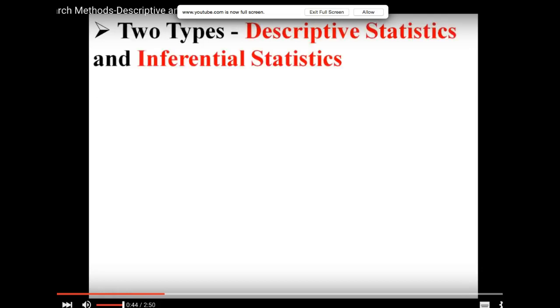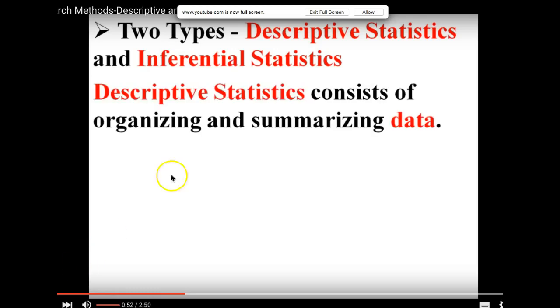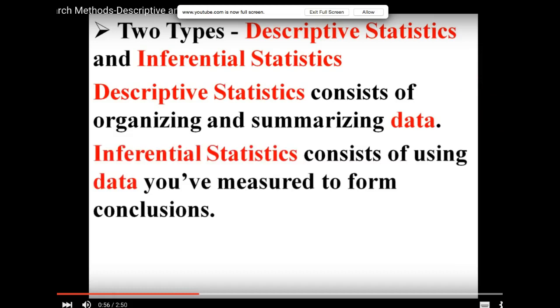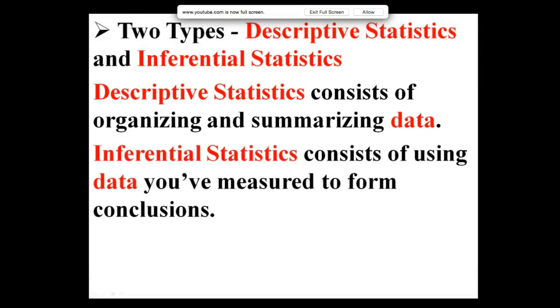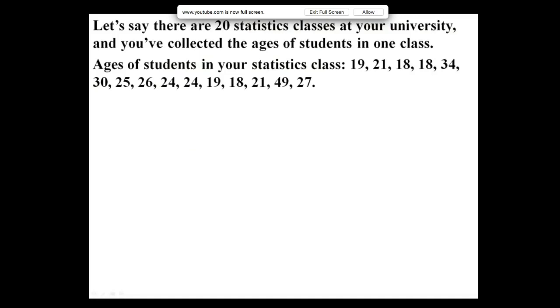So when people talk about statistics, they're usually talking about 2 main divisions. There's descriptive statistics and inferential statistics. Descriptive statistics consists of organizing and summarizing data, while inferential statistics consists of using the data you've measured to form conclusions, usually about other data. Now I'm going to give you an example of these 2 things. So let's say there are 20 statistics classes at your university, and you've collected the ages of the students in one class. And right below I have 15 ages that you have hypothetically collected from different people in your class.